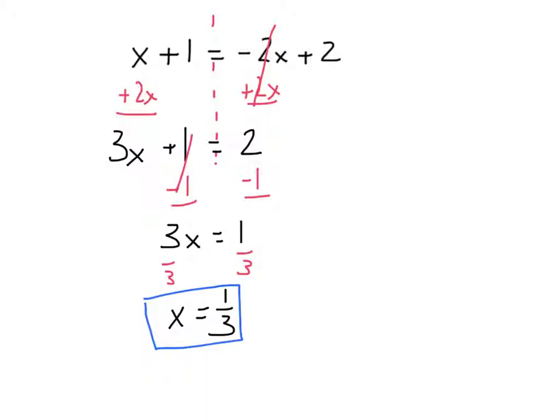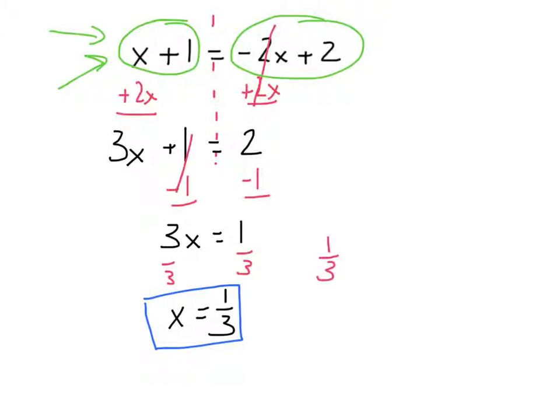Now, we take that 1/3, and we either have to put it in the first equation, which was x plus 1, or the second equation, which is negative 2x plus 2. I always pick the easier one, so I'm going to plug that x back into the x plus 1, and that'll give me 1/3 plus 1, and that's what y equals, remember. And 1/3 plus 1 is just 1 1/3, but you usually see algebra teachers write it as 4/3. We don't mind the improper fractions.